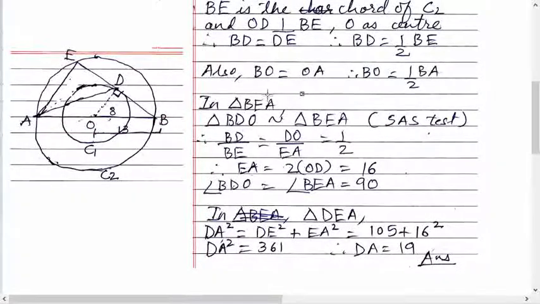Therefore, BO equals OA, radius of the same circle. BO equals half BA, that is also right, right? In triangle BEA now, BEA, this triangle, what happens? Triangle BDO is similar to triangle BEA, right? Why? What test? SAS test. How SAS test? See this. OB and OA ratio is half. Just now we have proven it.